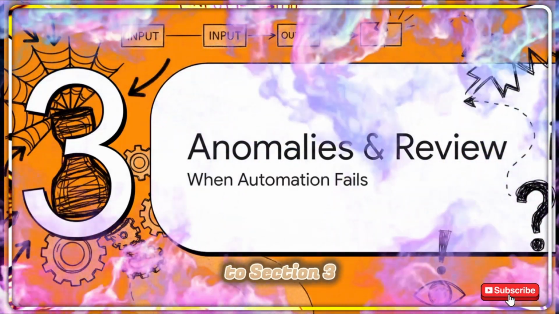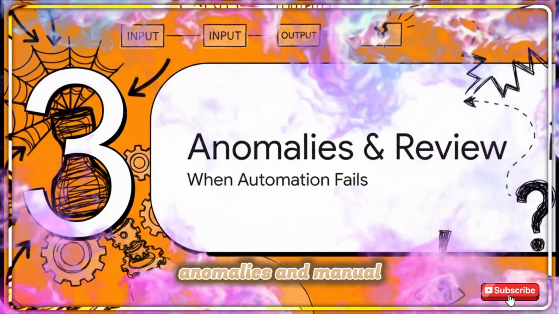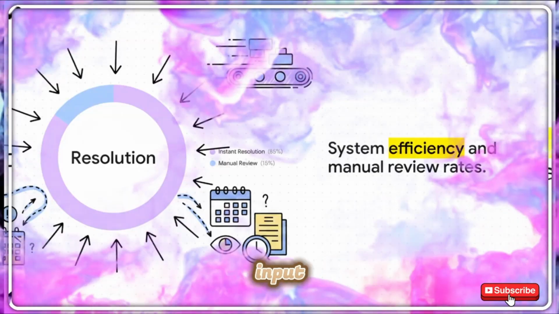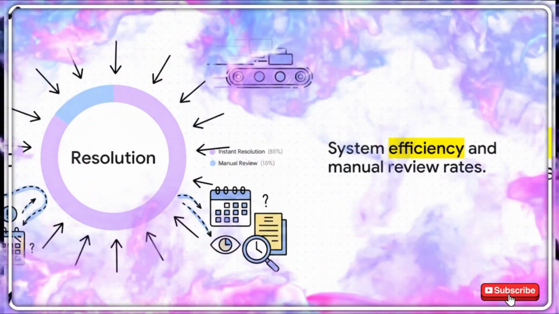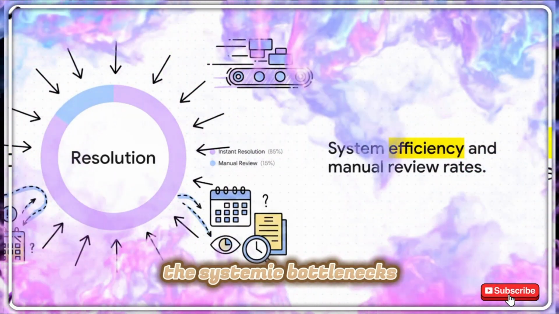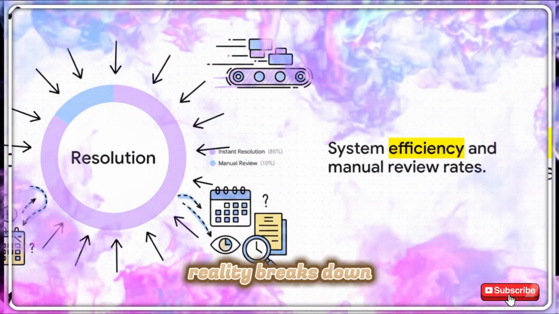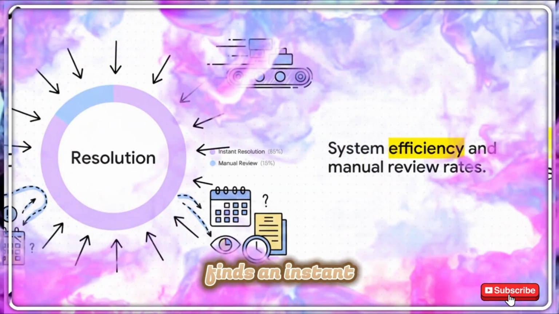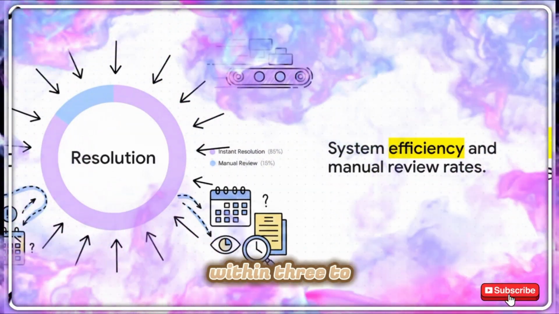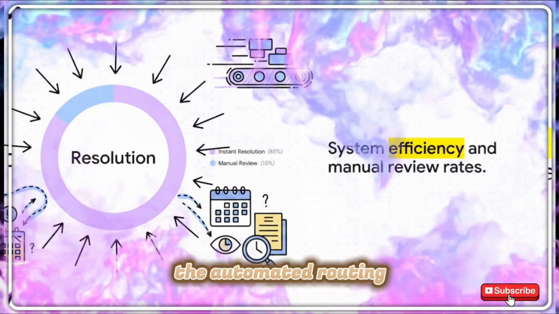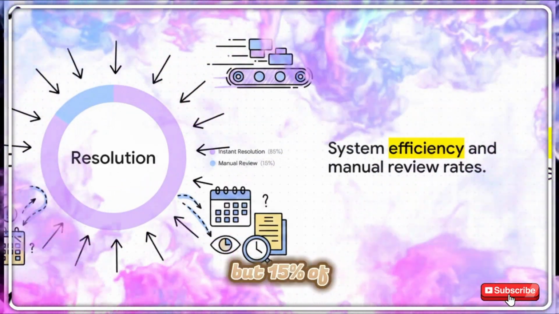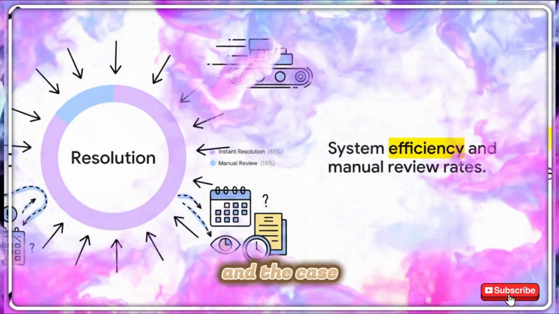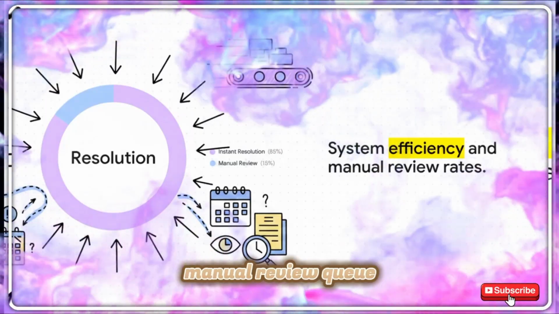Which brings us to Section 3, anomalies and manual review. So what happens when that perfect input-output equation breaks down? Let's look at the systemic bottlenecks. The system's efficiency reality breaks down like this. 85% of the time, the conduit finds an instant resolution. We're talking usually within 3 to 5 seconds. The automated routing works perfectly. But 15% of the time, the system hits an anomaly. The data doesn't align perfectly, and the case gets kicked straight into the manual review queue.